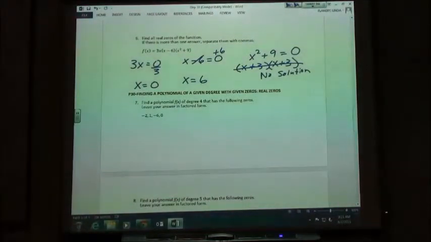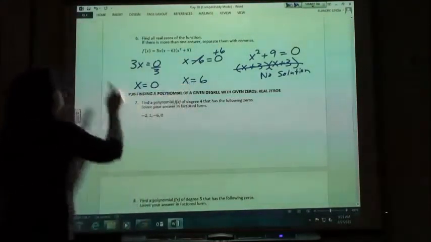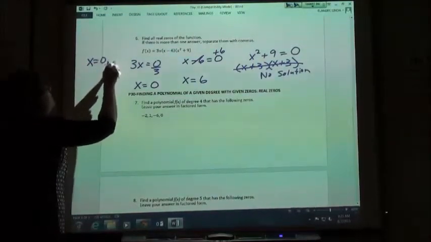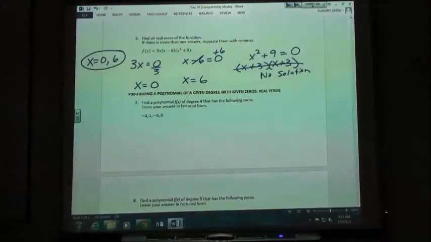Oh, okay, I see. So in this case, I'm only going to get two answers. I'm going to get 0 and 6 because that last one I couldn't do. I do try to solve it by factoring, but it doesn't factor.